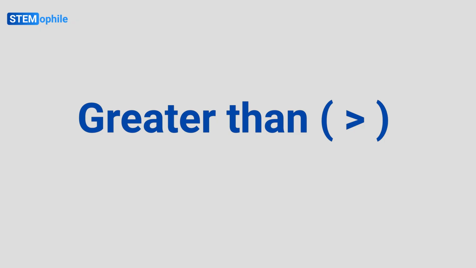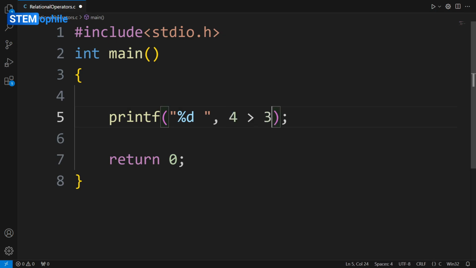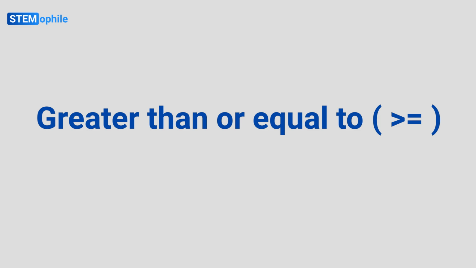The next operator is the greater than operator. It is the opposite of the less than operator. It returns 1 if the first value is a bigger number than the second value. 4 is greater than 3 is true because 4 is a bigger number than 3. The next operator is greater than or equal to.